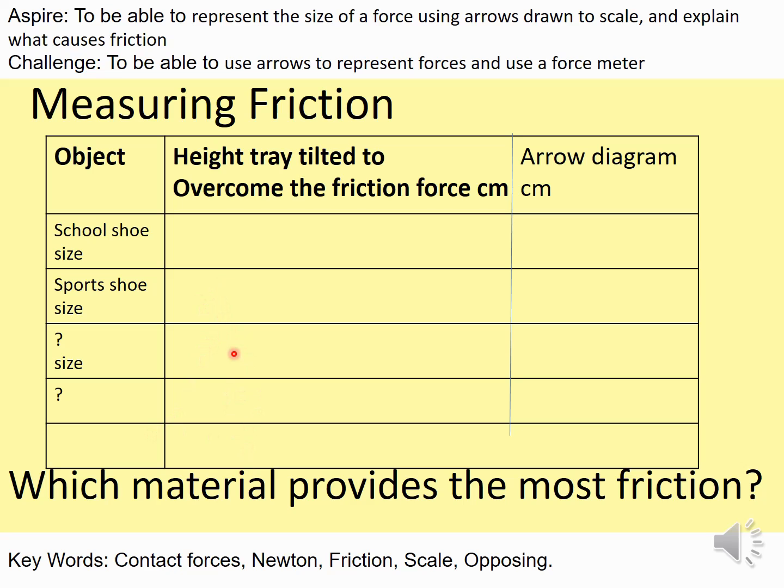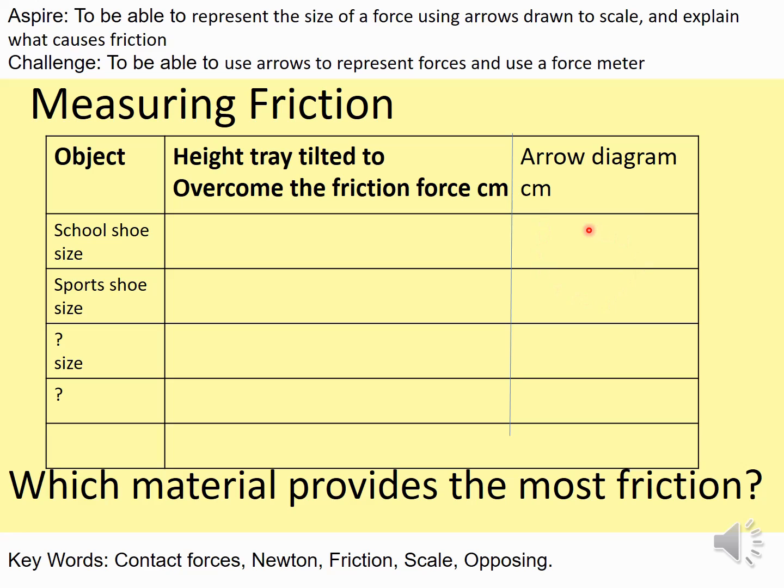The size of the table depends on the number of types of shoes that you have. So what I'd like you to do is to stop the presentation, just pause it here, and use my outline of a table. You need to put the number of lines depending on the number of varieties of shoes. You may only have 2, a school shoe and a sports shoe. Well, that's fine. And I would like you then to record which one of them has the highest friction force, because it has the highest centimeters.